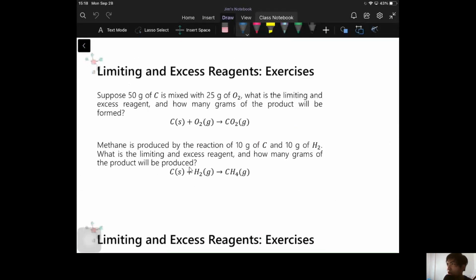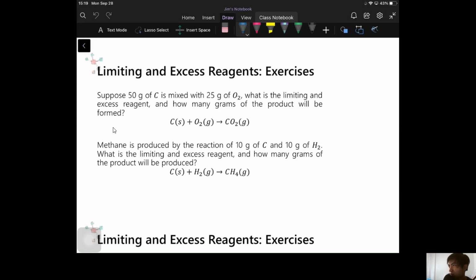So let's have this. Question number 1. Suppose we have 50 grams of carbon. It's mixed with 25 grams of oxygen. What is the limiting and excess reagent? How many grams of the product will be formed now? So what can you notice is that you are given the amounts of your reactants. Pag dalawang amounts ng reactants yung binigay, limiting and excess reagent problem yon. Okay? So ano yung dalawang amounts ng reactant? 50 grams of carbon and 25 grams of oxygen gas.